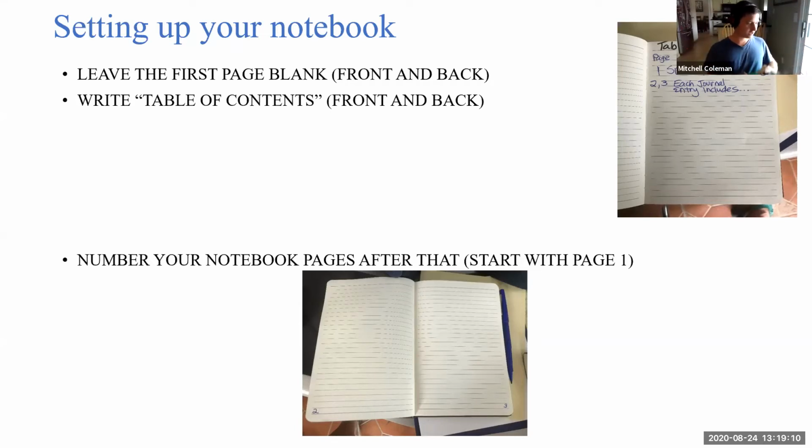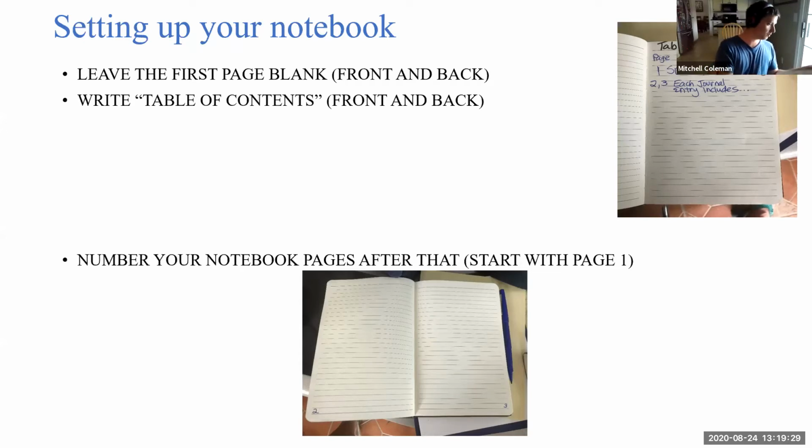First things first, I'd like you to leave the first page blank. So if you have a brand new notebook, leave the very first page blank when you open it up. That page is going to be your table of contents. Okay, so leave the first page blank and write table of contents at the top.